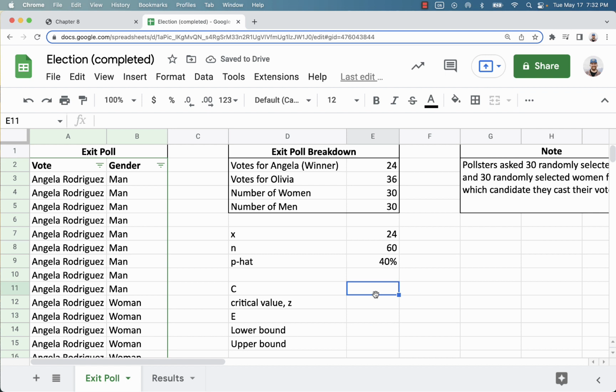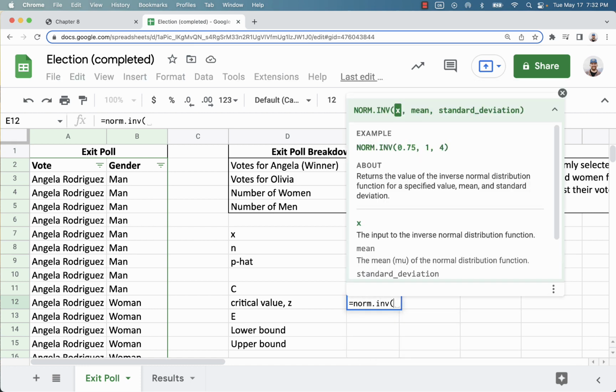Here, I'm going to input a confidence level. Let's say I want to use a confidence level of 95%. Here, this is optional, but just in case I want to look at what my critical value z is, I can use a normal inverse, so norm.inv. And the input here is the left tail probability. So my left tail probability is going to be the left tail of the distribution plus the confidence level.